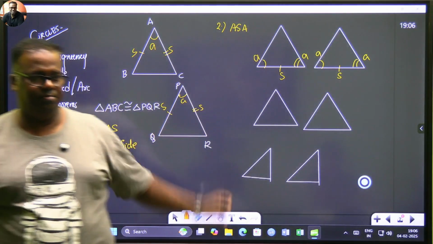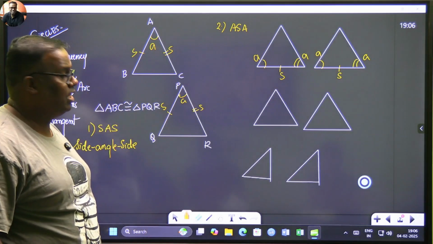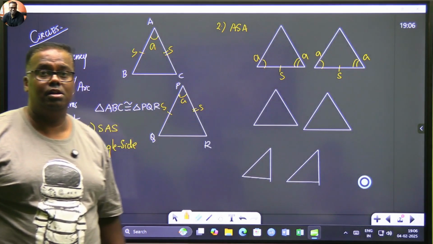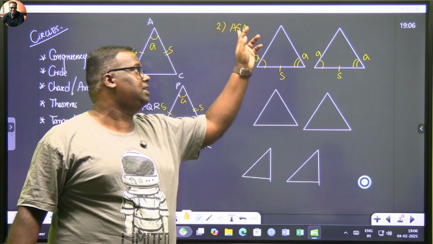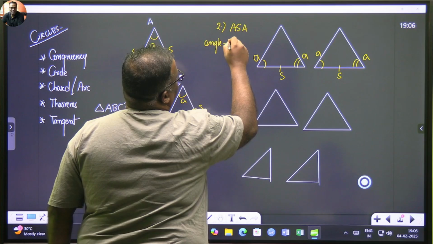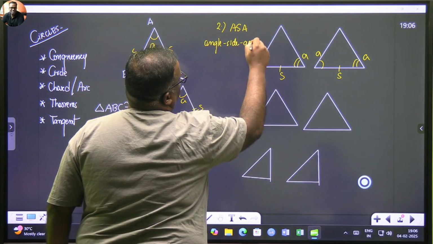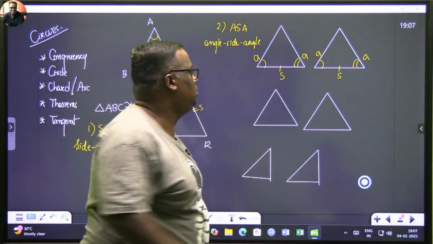Understood? Okay. Sir? Yes. Sir, could you repeat the ASA rule? ASA stands for angle, side, angle. Angle, side, angle stands for two triangles will be said to be congruent to each other.